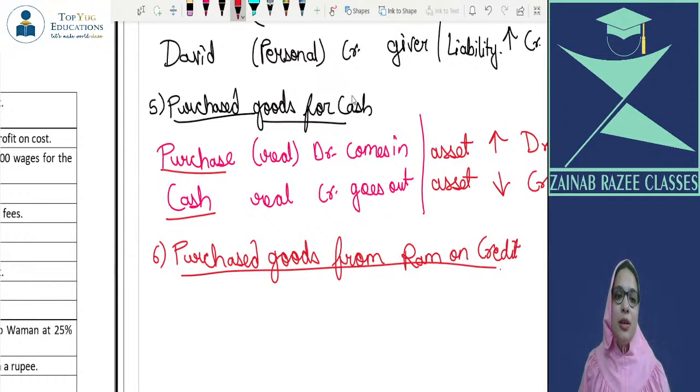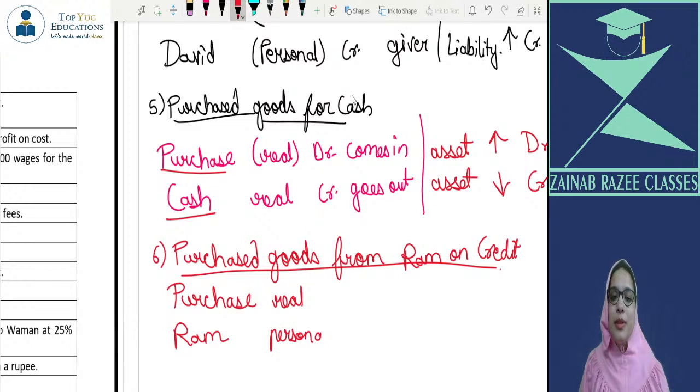So it will be purchase and Ram. Yes. Purchase is a real account. Ram is a personal account. Real account, debit what comes in. So debit. Ram is a personal account. Debit the receiver, credit the giver. Here Ram is a giver. He gave us goods. So credit the giver.